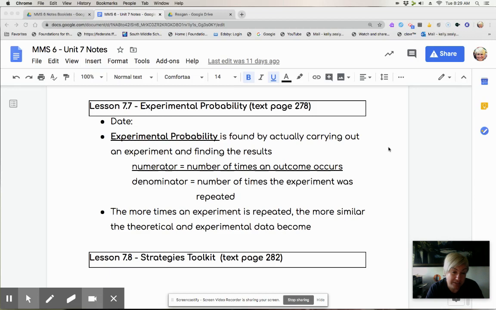The more times an experiment is repeated, the more similar the theoretical and experimental data become. If you think about flipping a coin, you should get a 1/2 chance of getting heads. But if you only flip the coin once, maybe you get tails and you say that you get tails 100% of the time. That's not very valid because you've only done the experiment once. If you do the experiment a million times, you will probably get results much closer to 1/2 of the times getting heads.